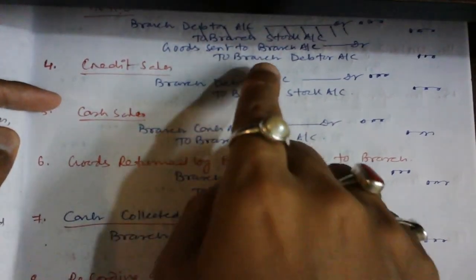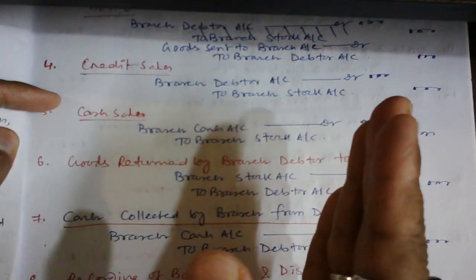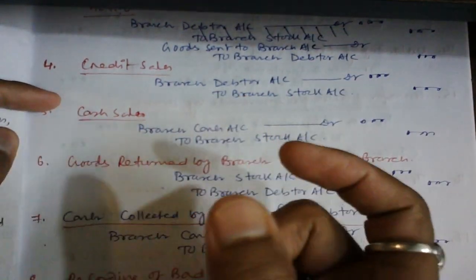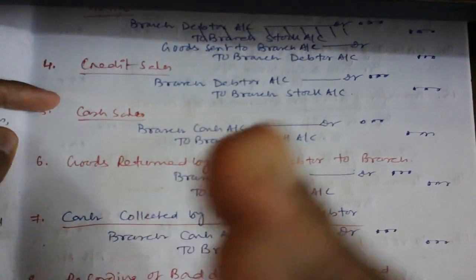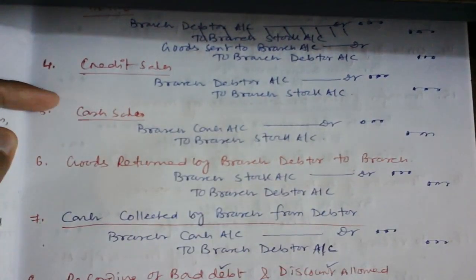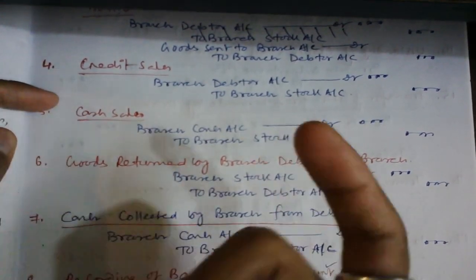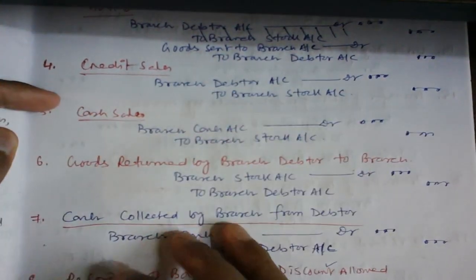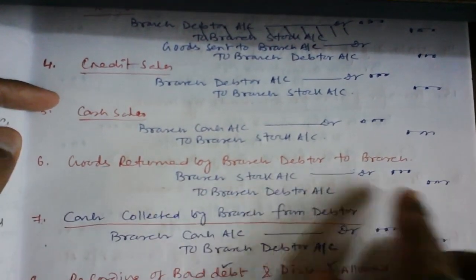Why, sir? See, the credit entry will be the same. The difference is that when goods have been returned by the branch debtor to the branch, then the stock comes back into the godown of the branch. That is why branch stock is debited. So stock increases due to the return of the stock. So branch stock account debit to branch debtor. That is done, sir, when goods are returned by the branch debtor to branch.